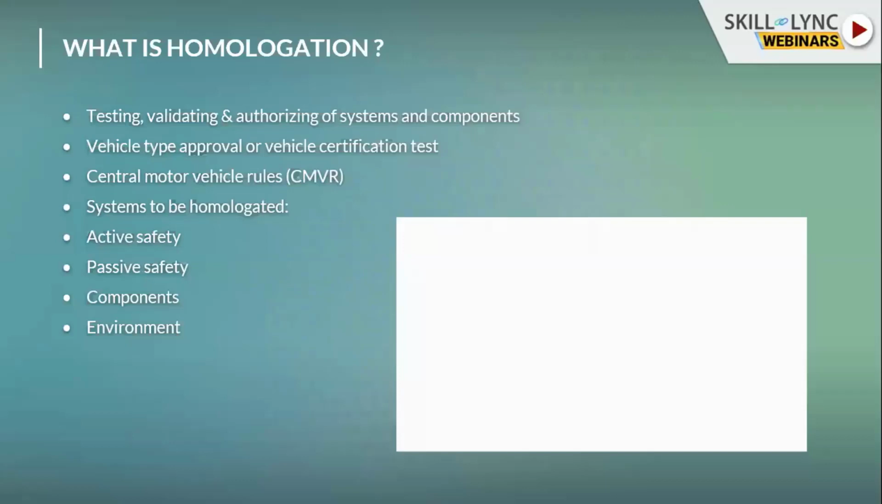The component level we can take as horn, mirror, glass, wipers, tires, and tanks. Then comes the environment protection systems like fuel consumption, air pollutants, and noise emission. Generally, this comes with the pollution related systems. These are the major systems.